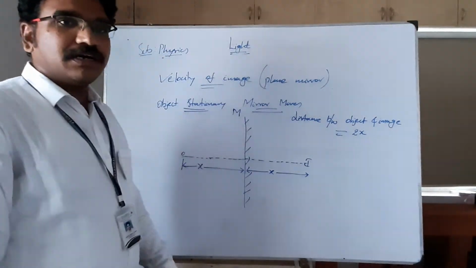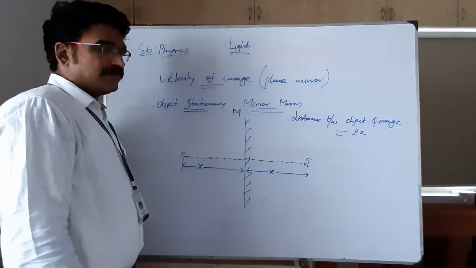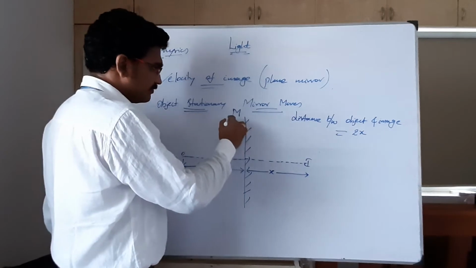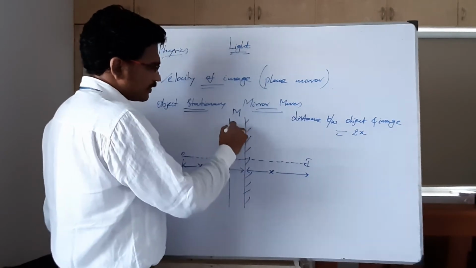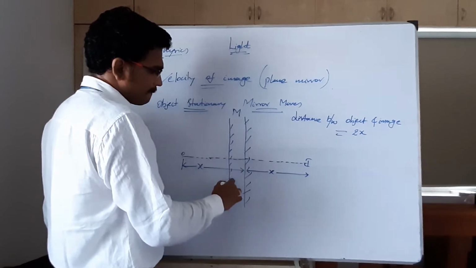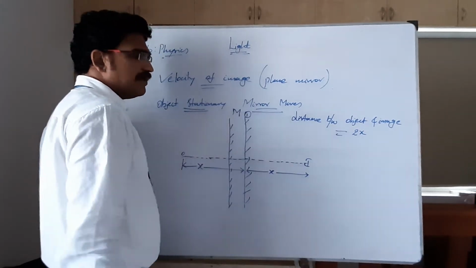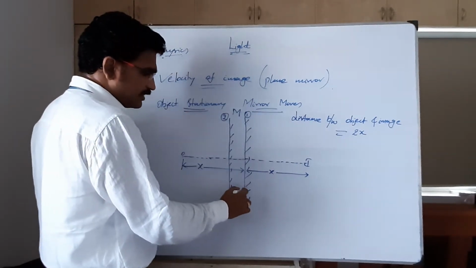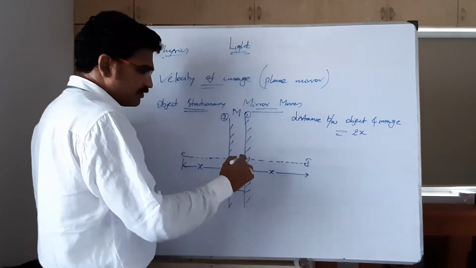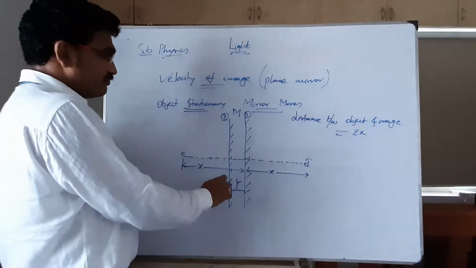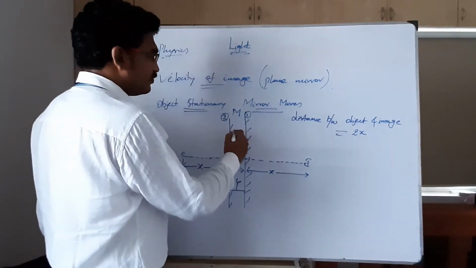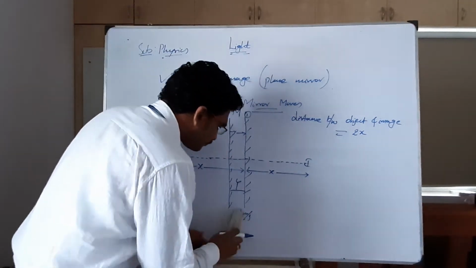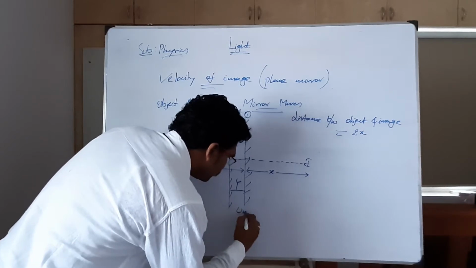This is the mirror, when the mirror is here. But what happened, the mirror has moved, it means it has shifted in this direction. This is the first position of the mirror. Now this is the second position. To what distance has it moved? It has moved to a distance of y meters with a velocity u meter per second.